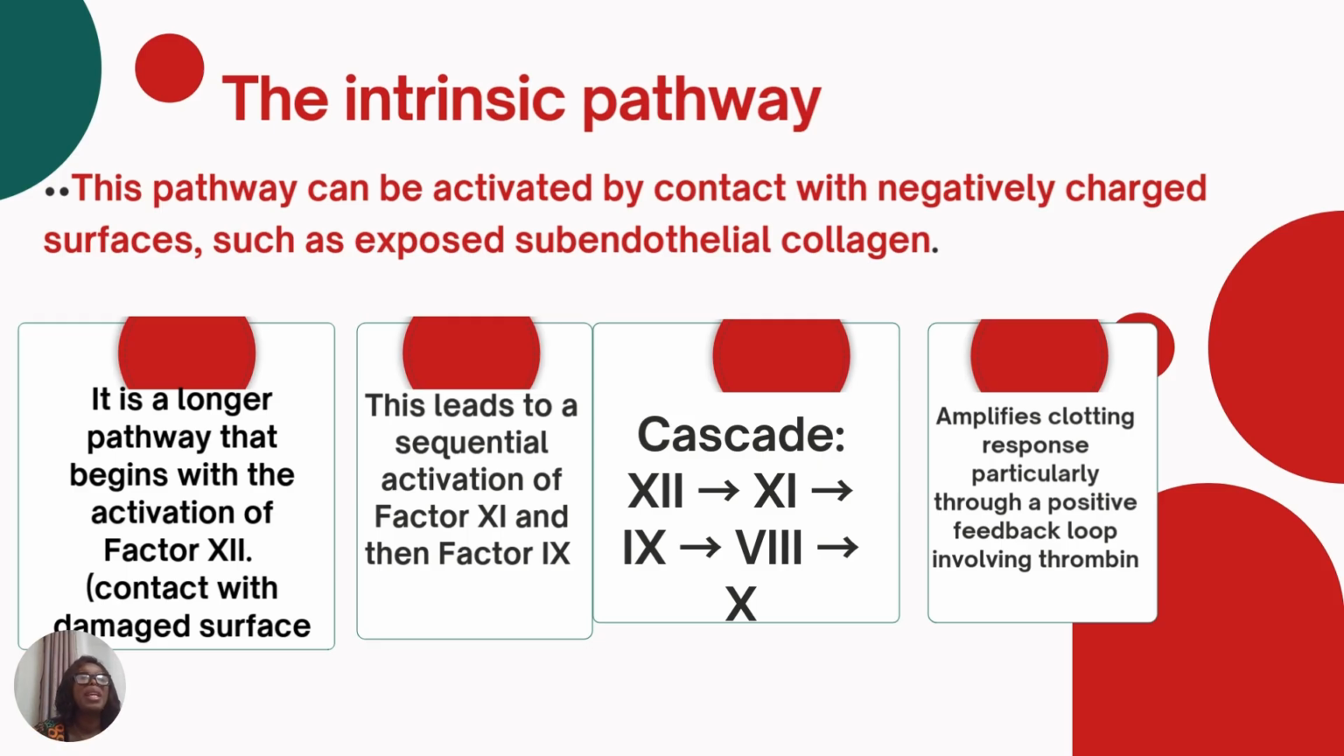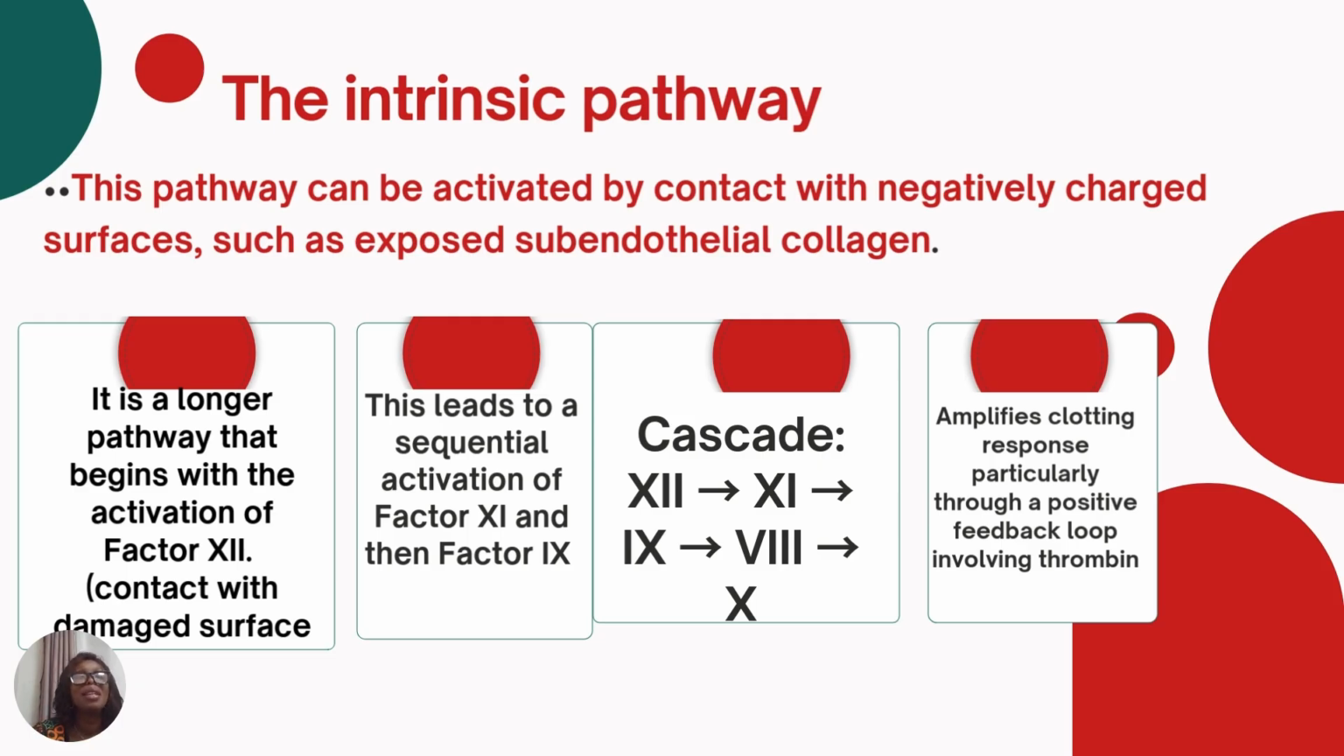Now we are looking at the second pathway, which is the intrinsic pathway. This pathway can be activated by contact with a negatively charged surface, such as the exposed subendothelial collagen. The exposed subendothelial collagen is the trigger for the intrinsic pathway. This is a longer pathway that begins with the activation of factor 12. When factor 12 comes in contact with the damaged surface, it becomes activated factor 12. The activated factor 12 will lead to sequential activation of factor 11 and then factor 9.